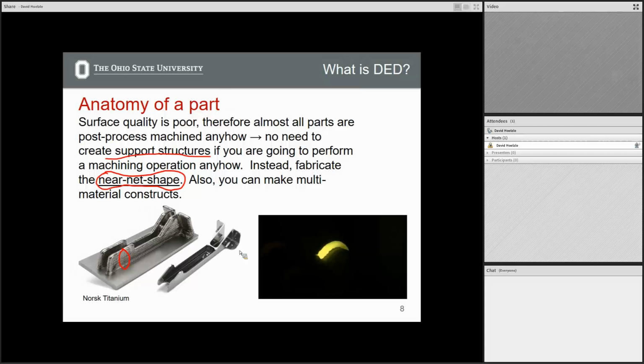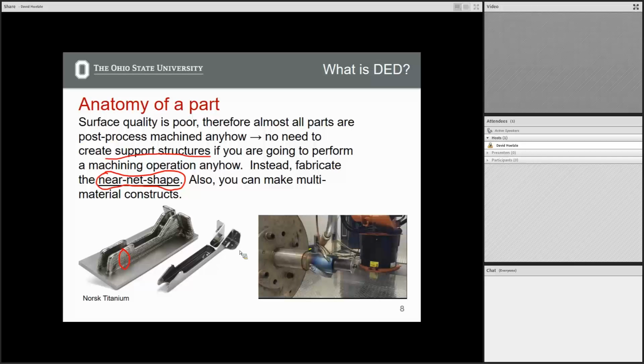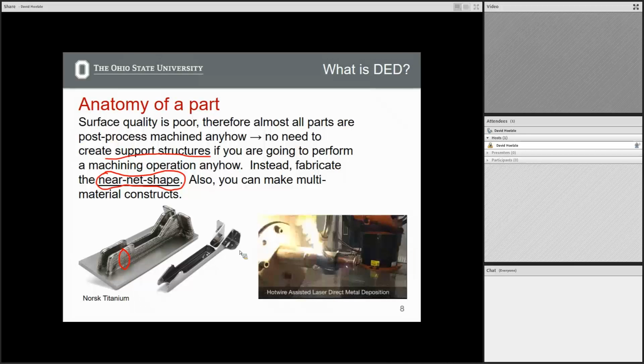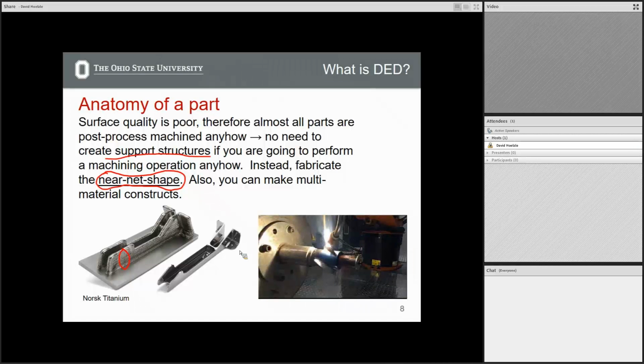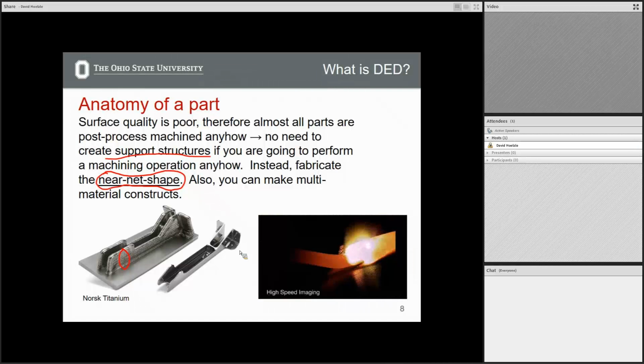This is more of a thermal camera view. You can't really see anything else except for the really hot melt pool. And then this is showing basically using coordination of robots and the welder to build. What they're building is these turbine blades or propeller blade on this cylindrical structure. High-speed imaging. This is pretty cool looking.